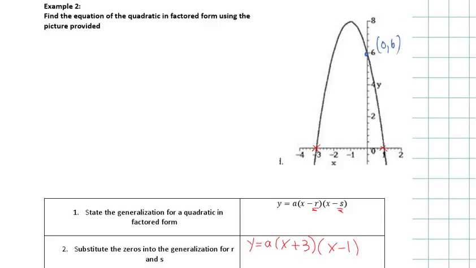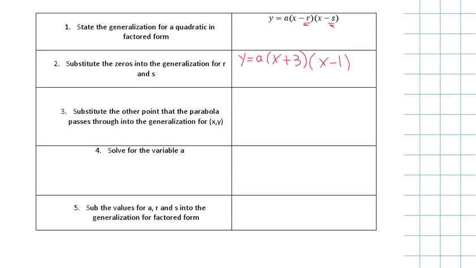0 is what? x or y? x. Oh yeah, alphabetical order. That's why, yeah. And y is 6. Okay? So I'm going to substitute 0 for x, 6 for y. What does BEDMAS tell you to do? Brackets first. Right? So, 0 plus 3 is? 3. 0 minus 1?